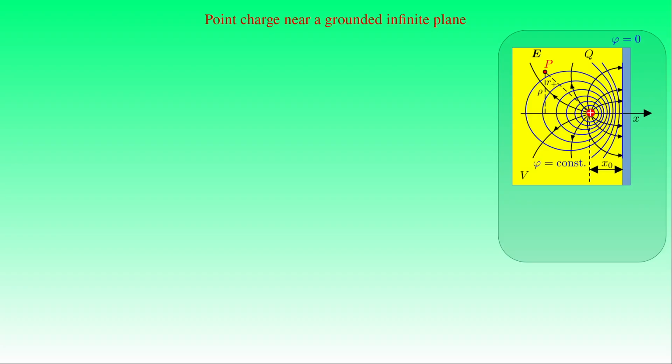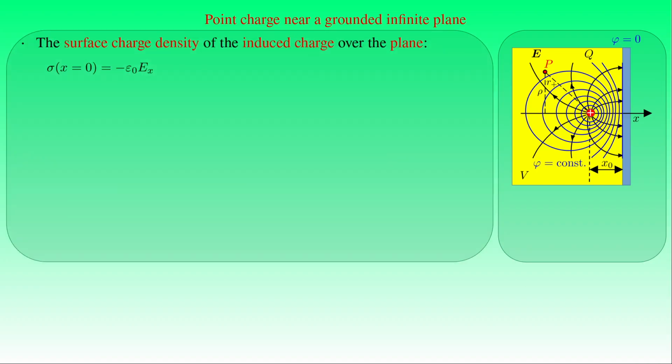As it was seen in the previous examples, the surface charge density of the induced charge over the infinite grounded plane is given by the product of the vacuum permittivity and the normal component of the electric field. That is, the surface charge density sigma evaluated at x equals 0 is equal to minus epsilon naught times the x component of the electric field strength evaluated at x equals 0. The minus sign is applied here since the surface normal points in the negative x direction.